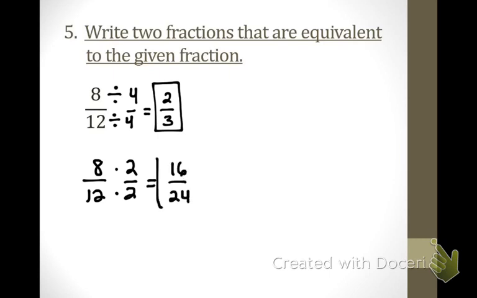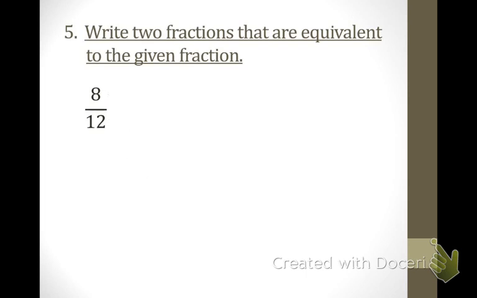16/24 is correct. This is just 2 examples. You don't have to do that. You can see here we divided by 4. We multiplied by 2. You could have divided by 2. You could have multiplied by 5 on top and bottom. Could have multiplied by 32 on top and bottom. It doesn't matter. As long as you multiply or divide by the same number on top and bottom, that will give you an equivalent fraction. Okay, any questions?